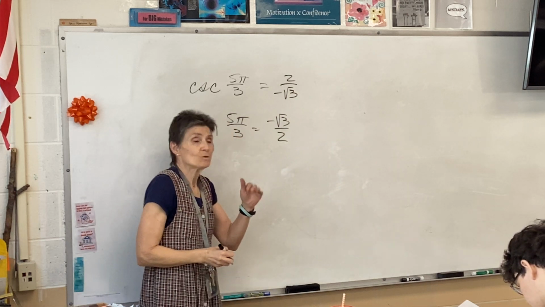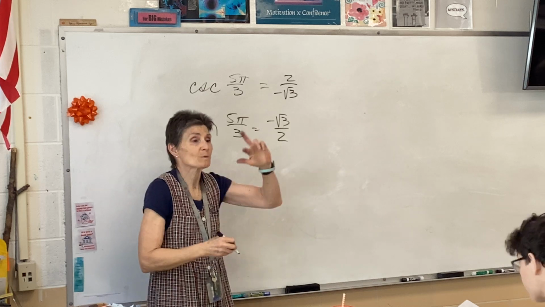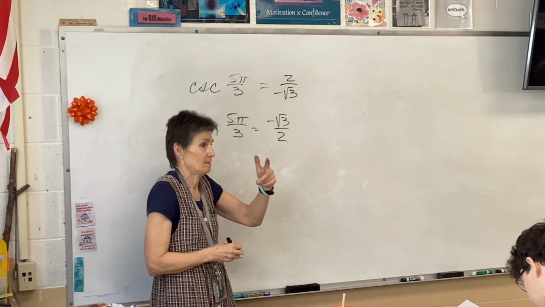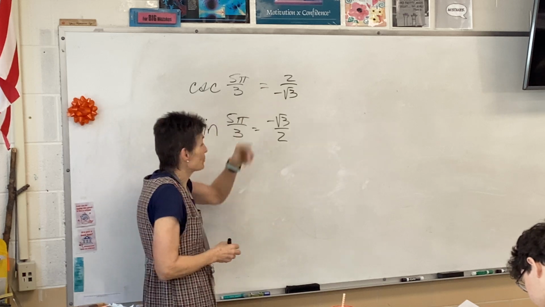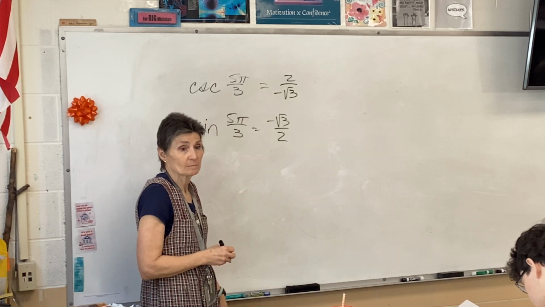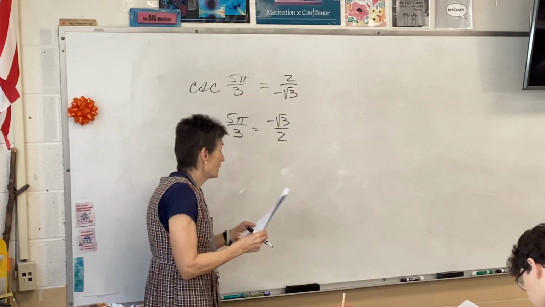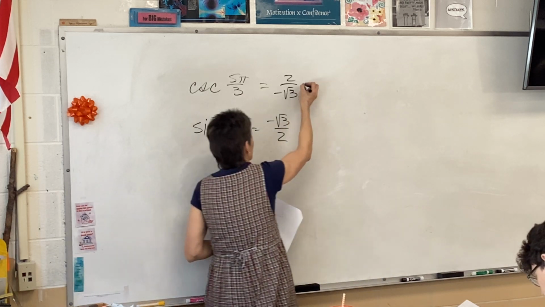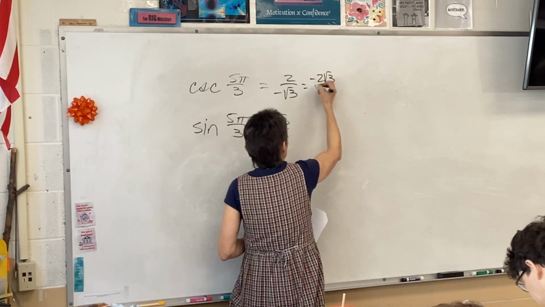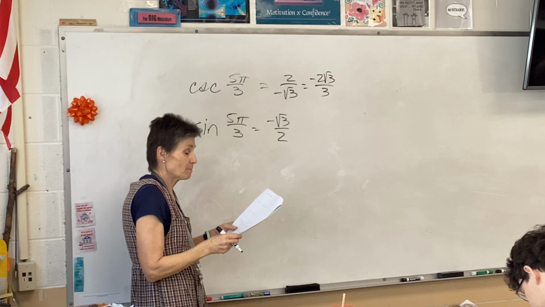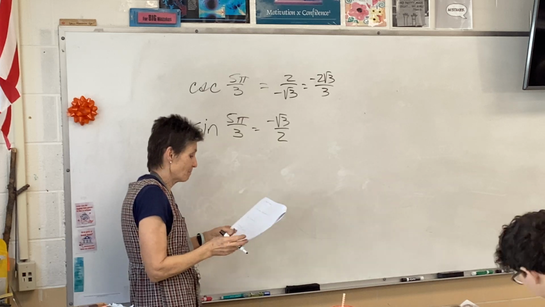You guys don't do the 1 over thing. It's a reciprocal. So if it's a fraction, just flip it. So 2 over negative root 3. Do we have to rationalize it? No. It won't simplify, so you don't have to. Sometimes we do because it simplifies.